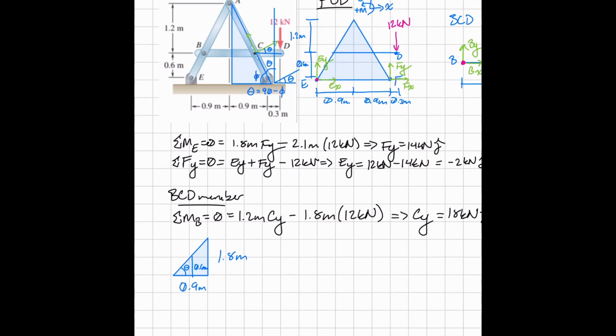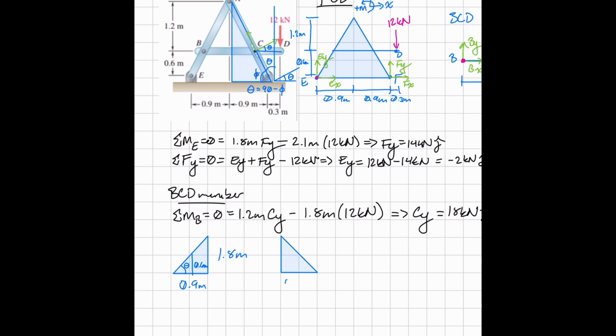I'll just do that. We have this triangle that is 0.9 meters and then 1.8 meters, same as the other one. And so using inverse tangent, we can find our phi. We have inverse tangent of the opposite side over the adjacent side is equal to phi. We get inverse tangent of 1.8 divided by 0.9 is equal to 63.43 degrees. Then 90 degrees minus 63.43 degrees is equal to our theta here, and we get 26.57 degrees is our theta.